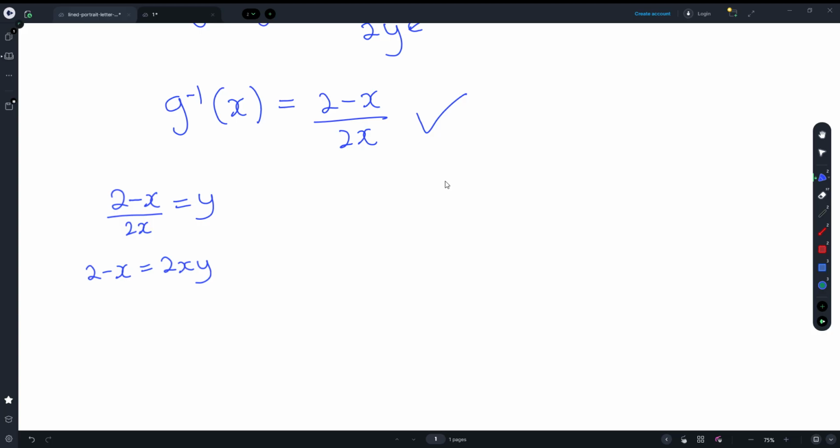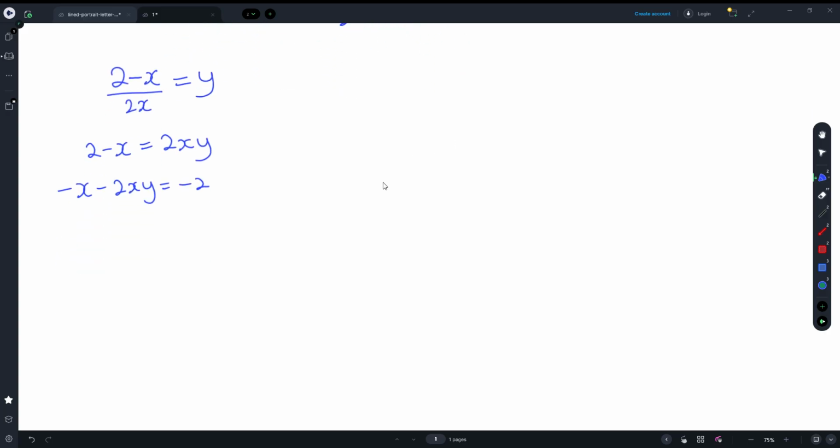And then I'm going to collect all the terms with x on one side. So negative x minus 2xy is equivalent to negative 2, the 2 going to the other side becoming negative 2. And then the entire equation is multiplied by negative 1 in order to make it positive, so all the terms will become positive.